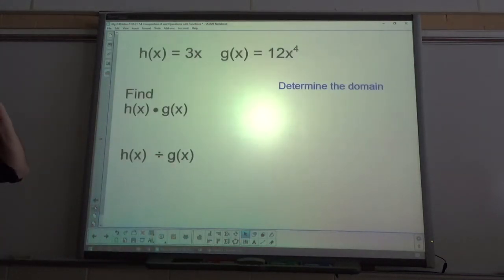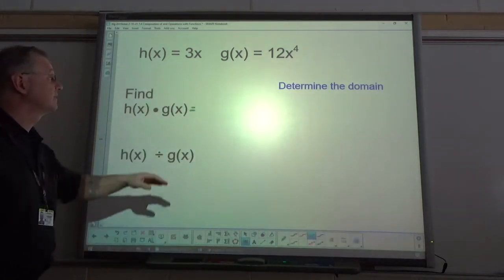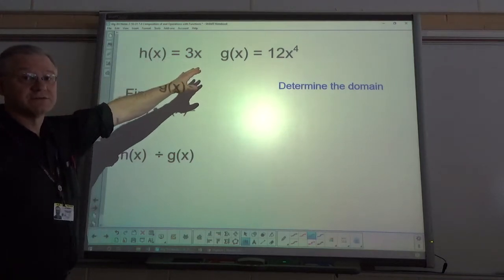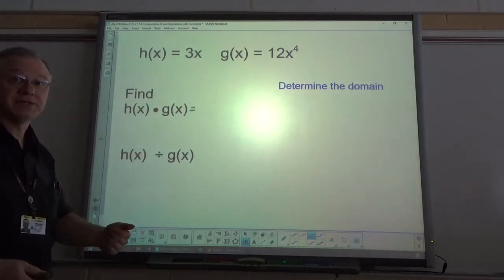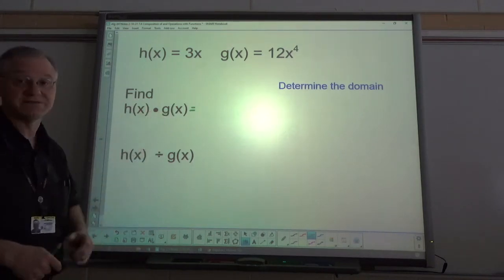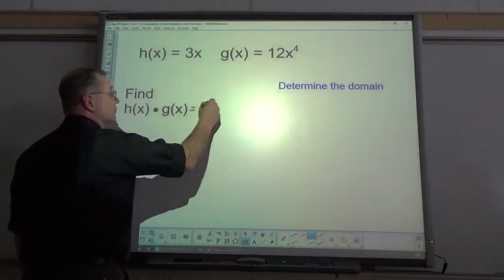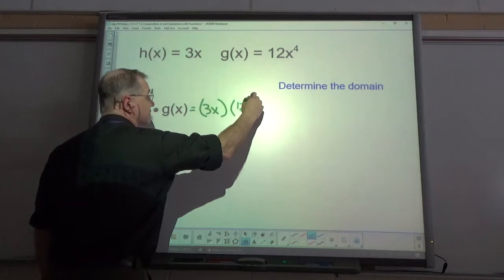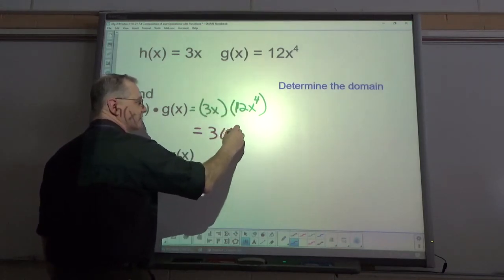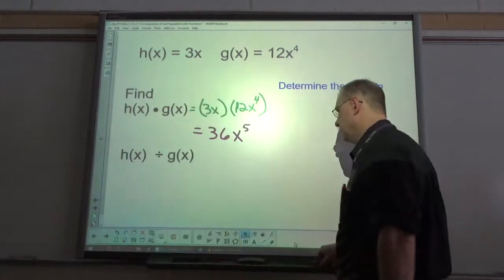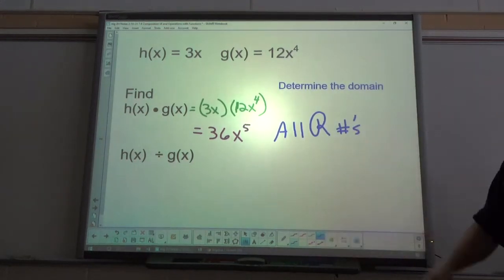Now, if we're talking about multiplying and dividing and the domain of it, please be aware that if you're given h of x and g of x, it's not always listed h then g. Sometimes it's g then h, or a then b. Sometimes it's b then a. So pay attention to what is actually given to you. Don't just assume because it's in that order above, it's going to be in that order down here. All right, so h, 3x, times g of x, 12x to the fourth. This is equal to, these two multiplied together, 36x to the fifth. And again, this is all real numbers. I'd even accept you to write it shorthand like that.